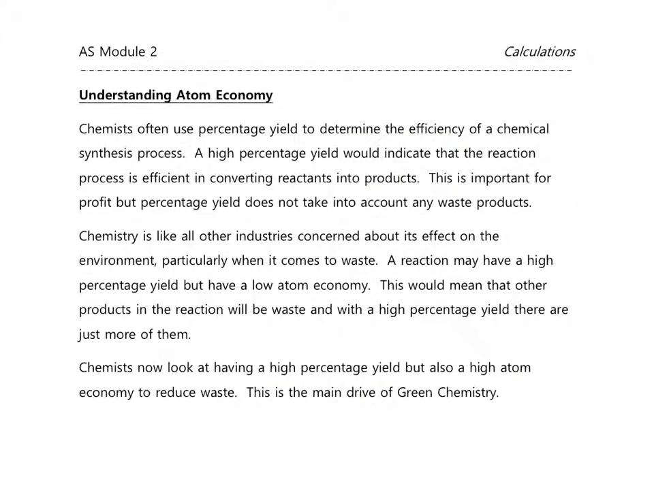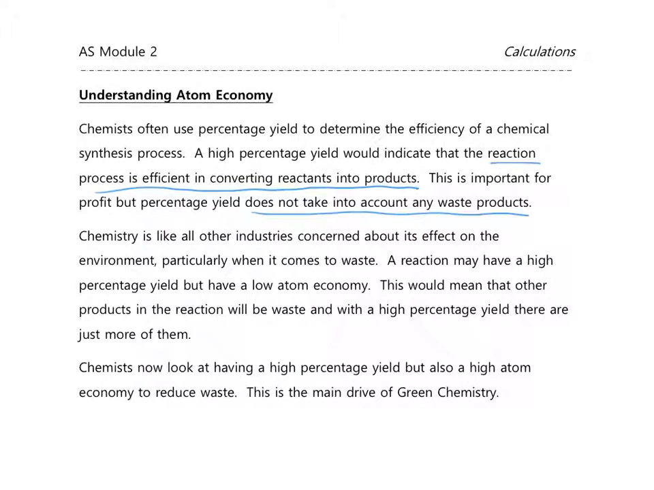And the last bit of your notes is just explaining what atom economy really is, or what it gives us an idea of, which we have already discussed on the previous couple of pages. So again, it's comparing it to percentage yield. A high percentage yield indicates that the reaction is efficient in converting reactants to products, but it doesn't take into account any waste products. Chemists, like other industries, are concerned about their waste products and their effect on the environment, because any waste products have to be dealt with and they have to be disposed of. So how they measure that is they look at their atom economy of a reaction.